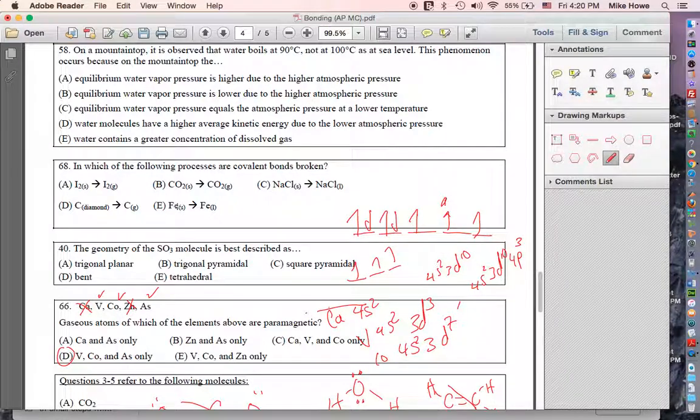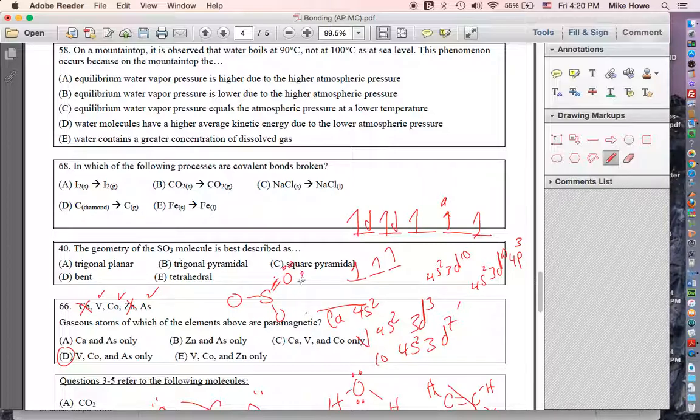All right, if you draw SO3, if I can draw over here or not, nope, can't do that. If I draw SO3, you're going to draw it like this. So you'd have that, you'd have this, you'd have this. And then you've got 24 valence electrons, so you're going to have 6, 6, 6. You're going to have a double bond.